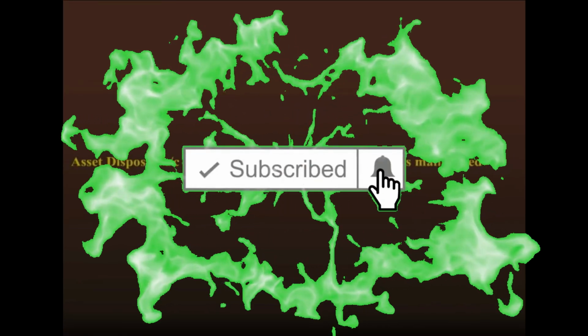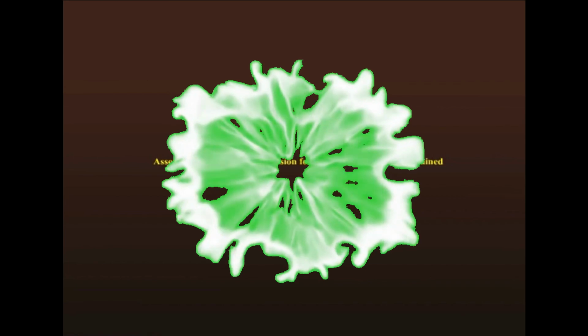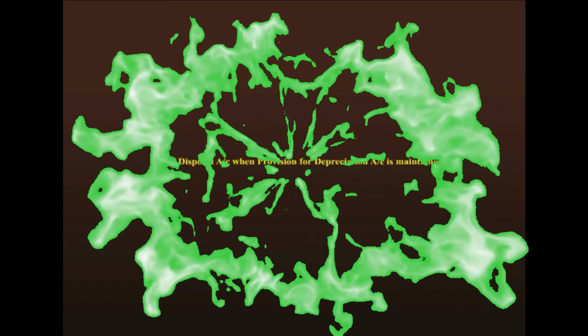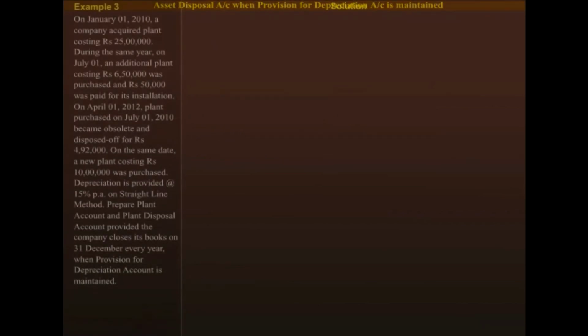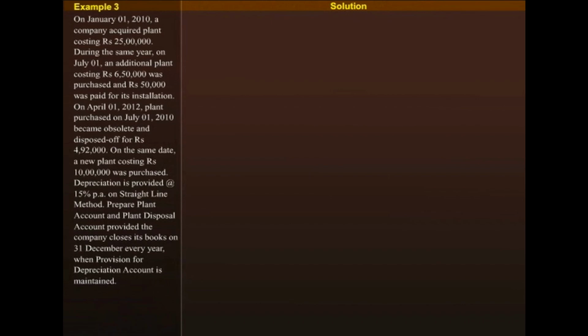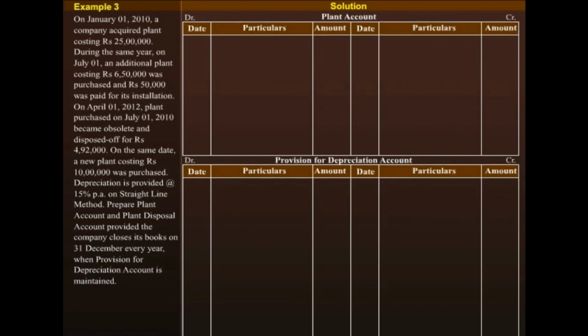Here we will learn to prepare asset disposal account when provision for depreciation account is maintained. For better understanding, let's take the example 3. As stated in the question, we need to prepare plant account, plant disposal account, and provision for depreciation account. First of all, let's have the formats.